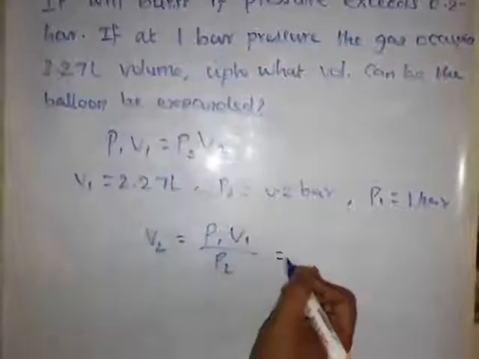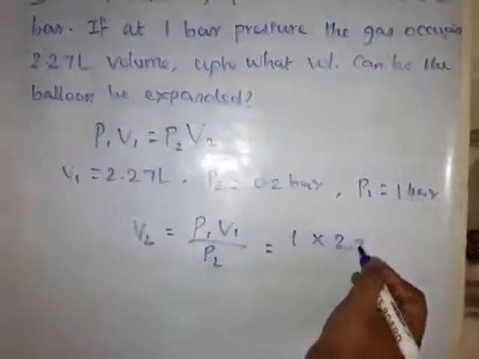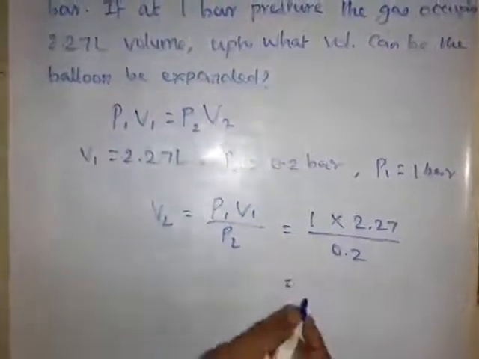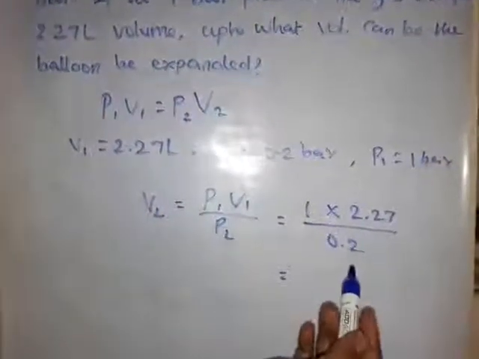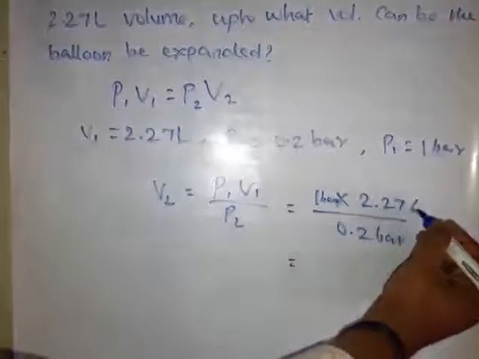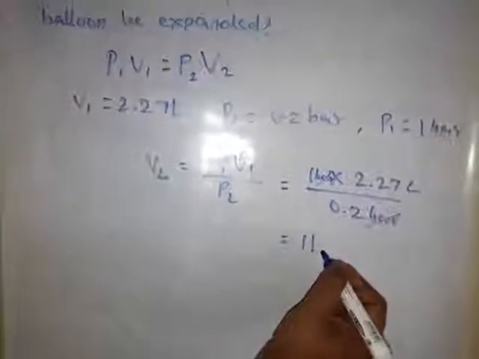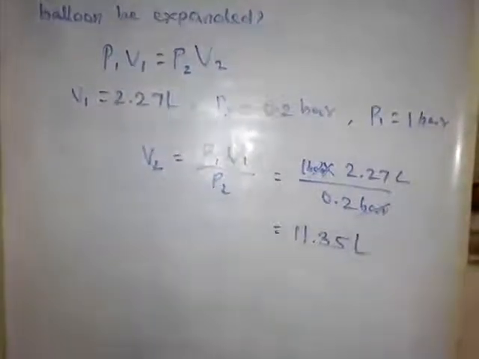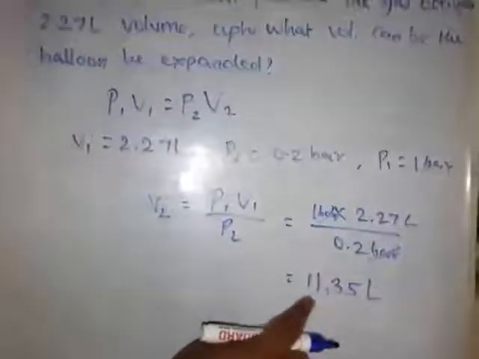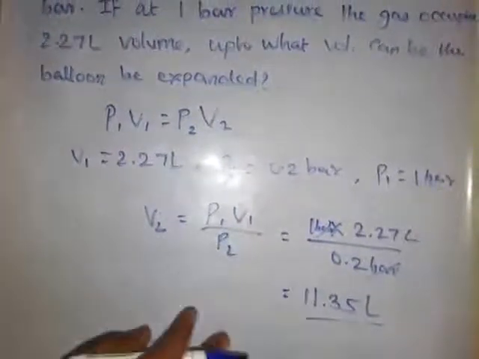So P1 is 1 bar and V1 is 2.27 liter. Then P2 is 0.2 bar. Using the logarithm table, you can get the result; bar cancels bar, and the unit will be liter. The final result will be 11.35 liter. So the balloon bursts at 0.2 bar pressure. The volume of the balloon should be less than 11.35 liter. So this is based on Boyle's law calculation.